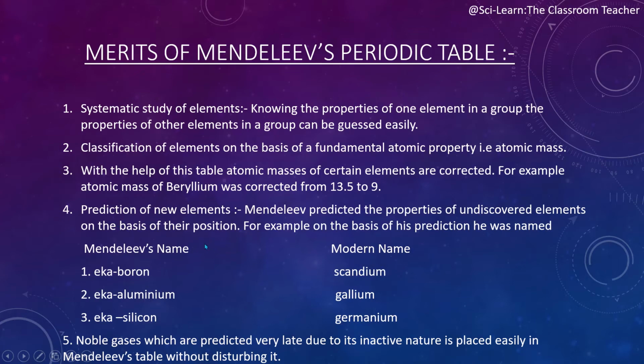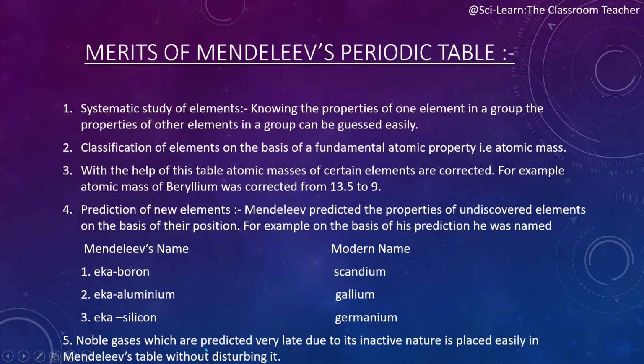And later on in chemistry, we discovered some elements similar to eka boron, and the name given is scandium. Eka aluminium, gallium. Eka silicon, germanium. Mendeleev must have known about the future inventions also. That is the merit of Mendeleev's periodic table.